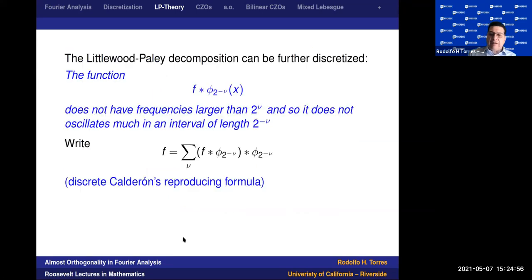So these can be further discretized, and when we look at this function here, it doesn't oscillate much because it has all its frequency only on an interval of length 2 to the nu. So we can essentially sample that function or recover it. It won't oscillate much on an interval of length 2 to the minus nu, since there are only a certain number of frequencies. The reciprocal of that is the period of the function, so to speak. And so the function will not oscillate much on that interval.